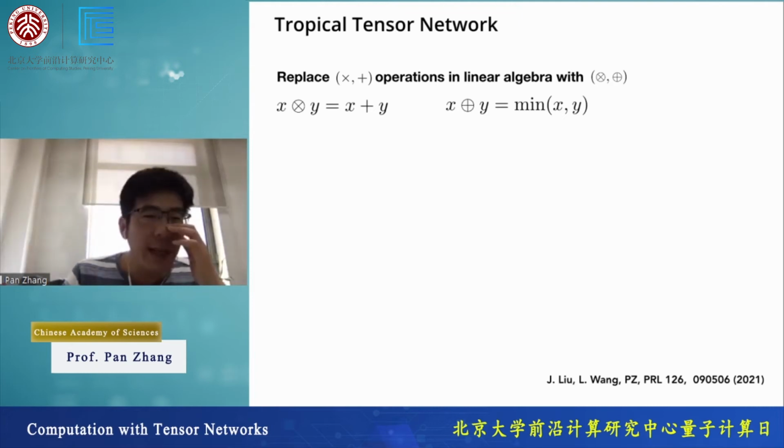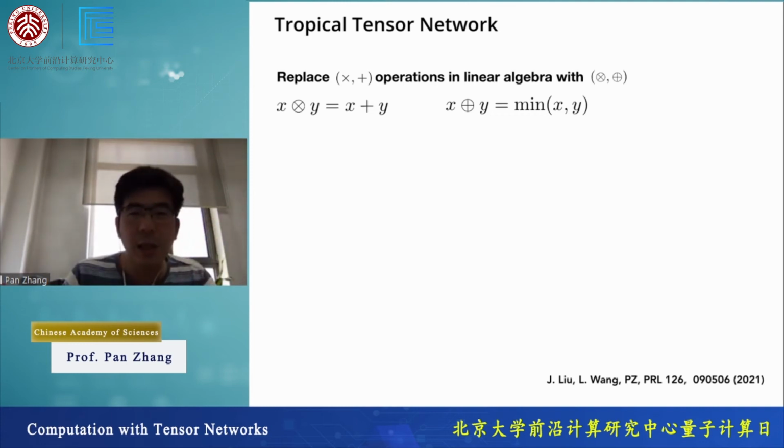This is product and plus. So if we replace these two operations by another two basic operations, we would go to this so-called tropical tensor network, or tensor networks with the so-called tropical algebra. In this tropical algebra, all the product operators are replaced by the plus operator, and the plus operator in ordinary algebra is replaced by the min operation. And we have infinite samples in the system, so it's defined on the semi-ring.